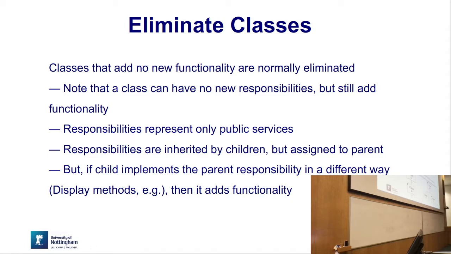A class can have no new responsibilities but still add functionality, for example an abstract class. Responsibilities represent only public services, public methods, not the private methods. Responsibilities are inherited by children and assigned to a parent. And if a child implements the parent responsibility in a different way, then it adds functionality.